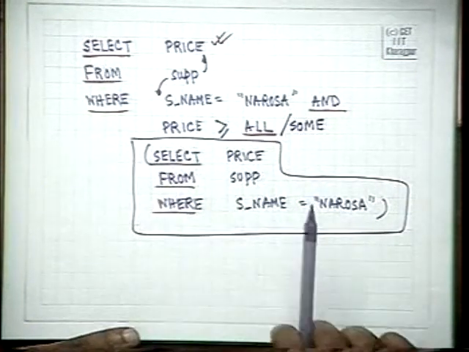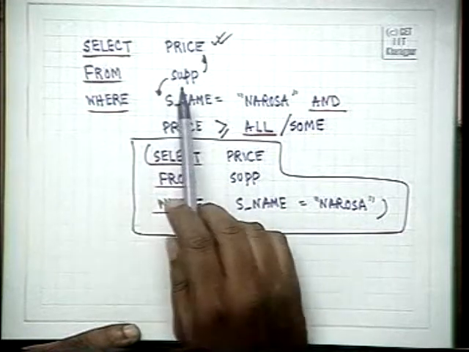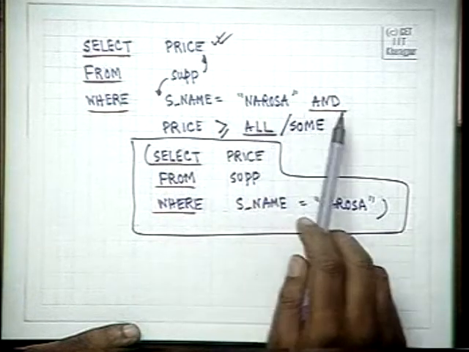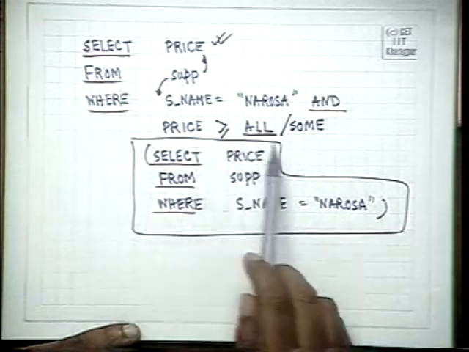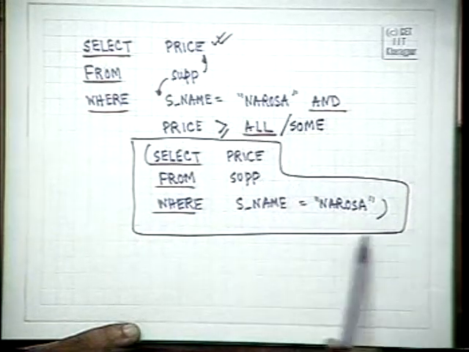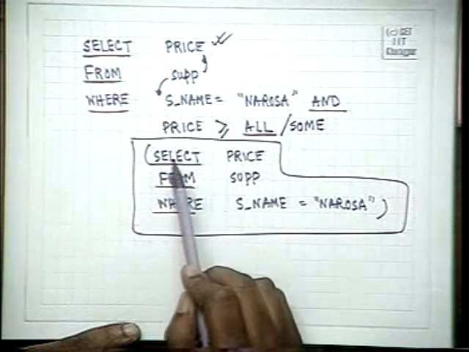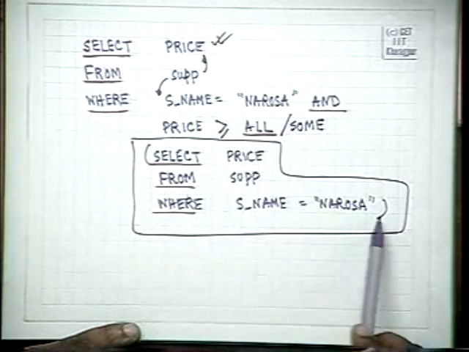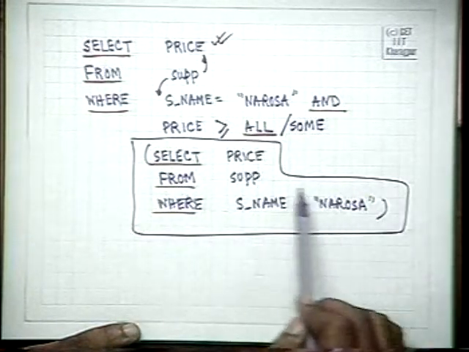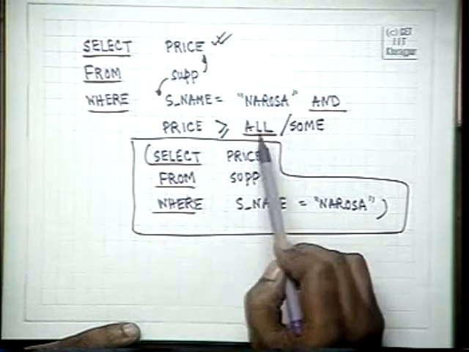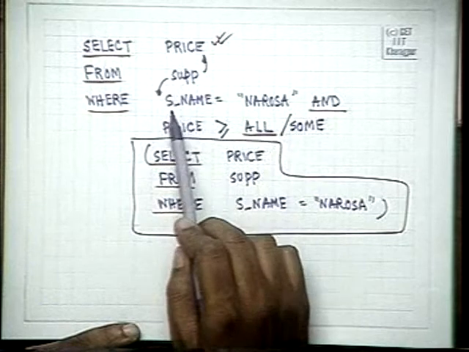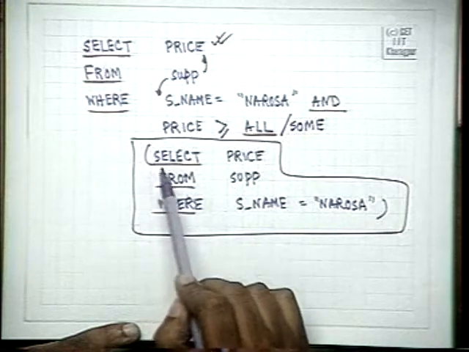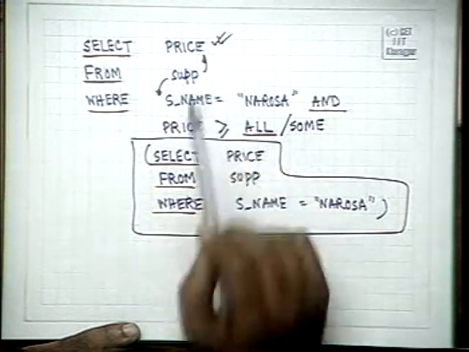In this particular example, select price from the sub relation where S name, that is supplier's name, is Narosa and price is greater than all of this set. Now this set must return only price. Therefore, price must be greater than or equal to this price: select price from sub where S name is Narosa. So this returns the price of all books supplied by Narosa. And if we say select price from sub where S name is equal to Narosa and price is greater than all this, then we will get the largest price book supplied by Narosa.